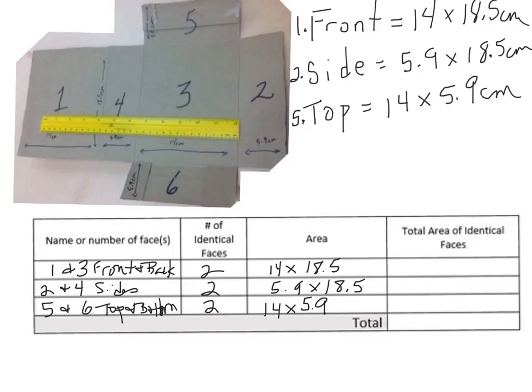I've copied the information into the table, and the way to find your total area of the identical faces is simply 2 times the area of each one. And so I will multiply each of those and enter that into the table over here. The total of the 6 faces is 901.5 centimeters squared. By taking the surface area of each of the 6 faces and adding them together, we have the total surface area of the rectangular prism.